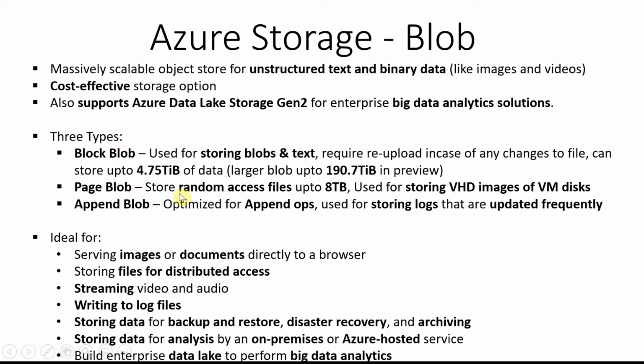The difference is that this is more of a random access file concept. If you look at VM disks or images, they are in a similar category: files that can be randomly accessed from anywhere. So this kind of blob is optimized primarily for such random access files, and here you can get up to 8 TB. And append blob is primarily meant for logging purposes, optimized for append-only operations, and the popular use case is logs.